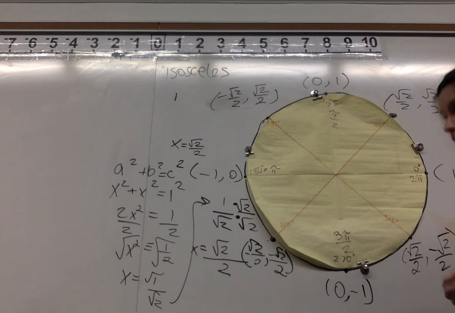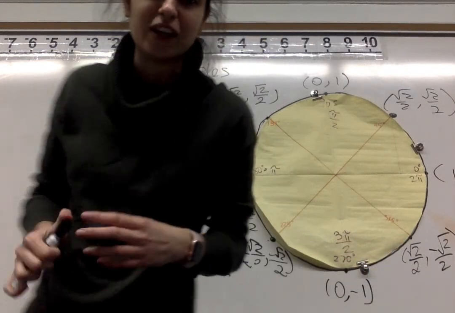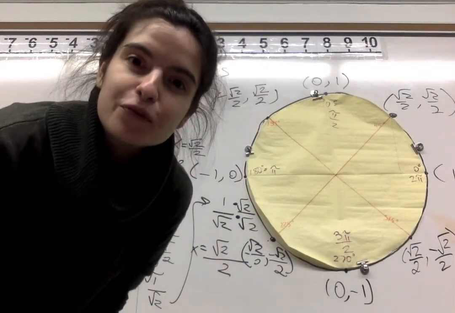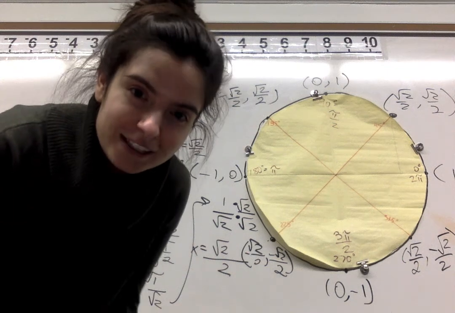But that completes the coordinates that work for the multiples of 45 degrees on your unit circle. For the ones that are multiples of 30 degrees, see the next video.